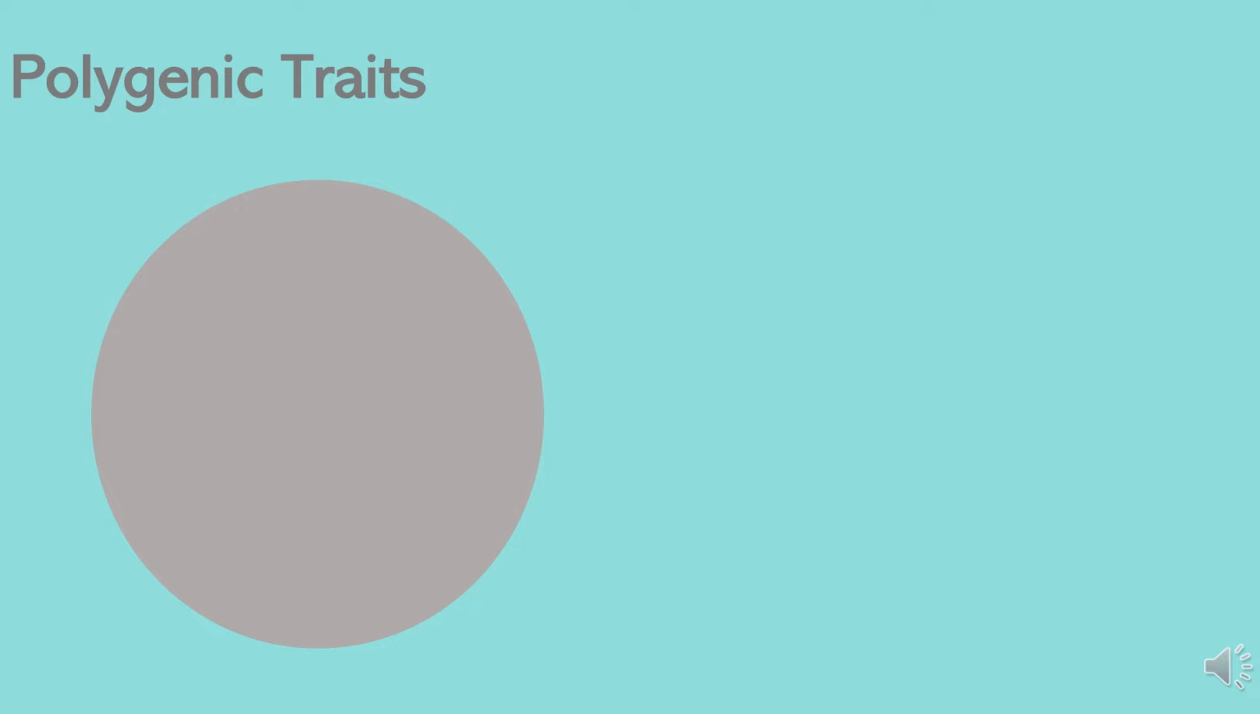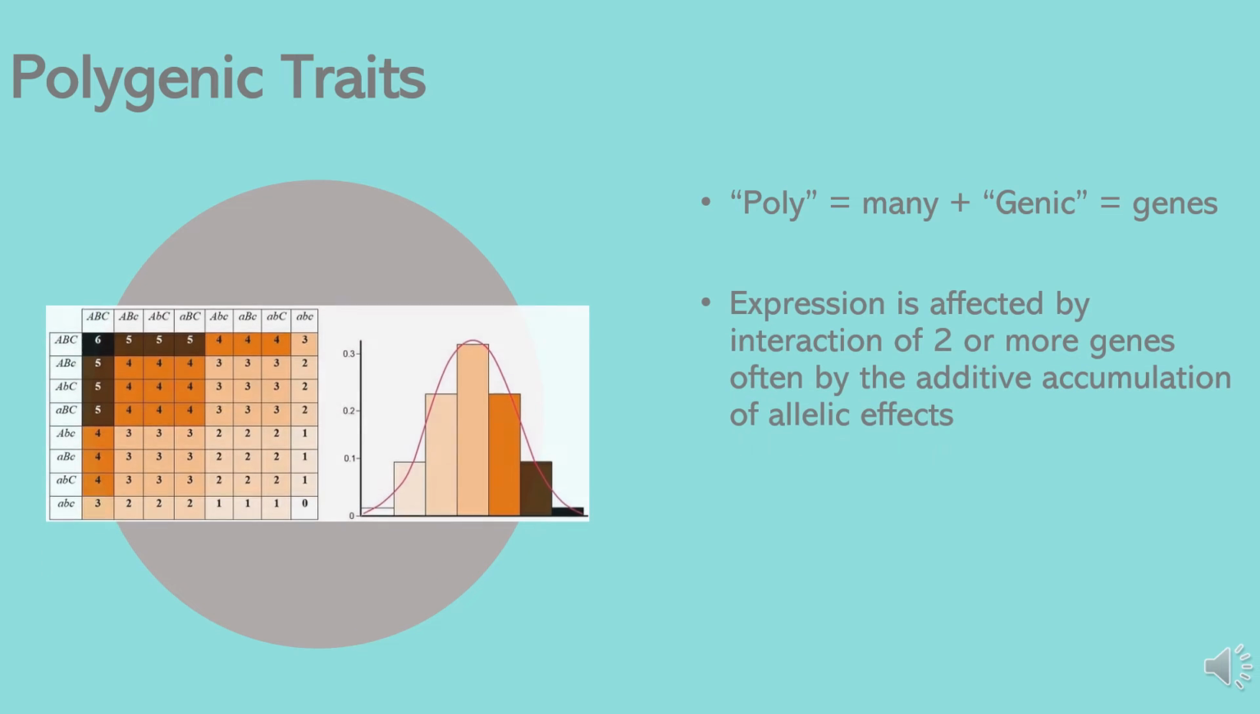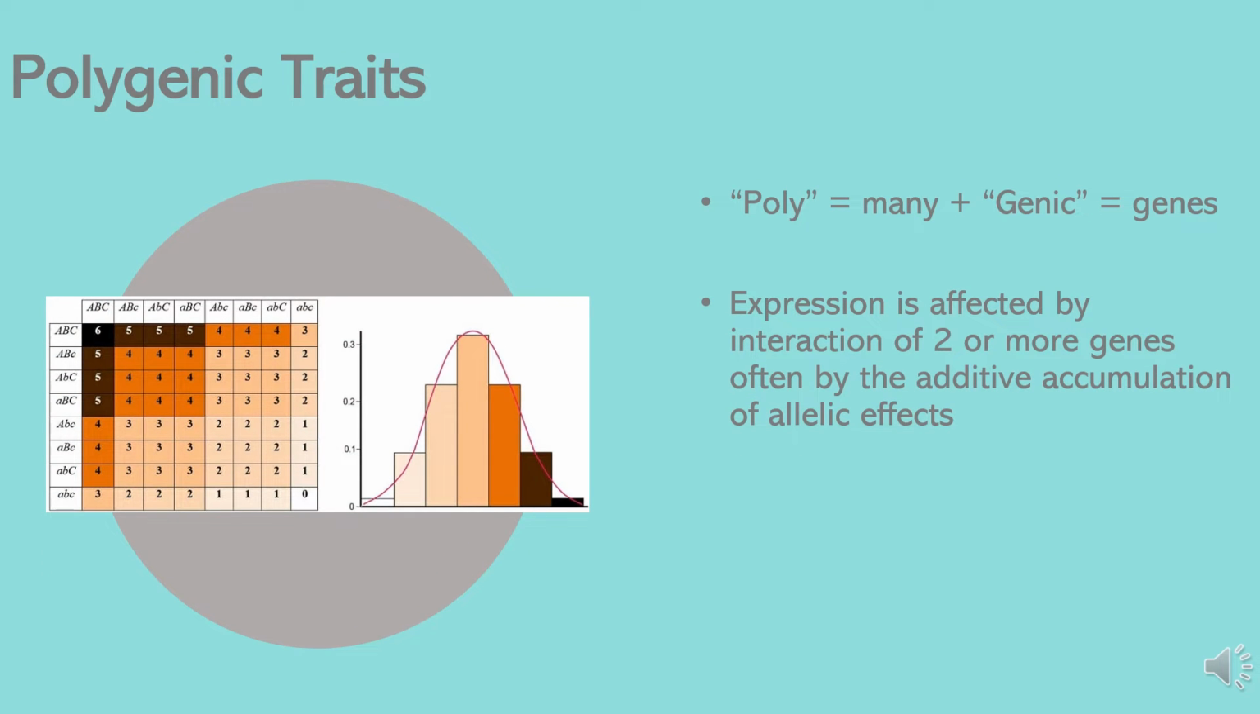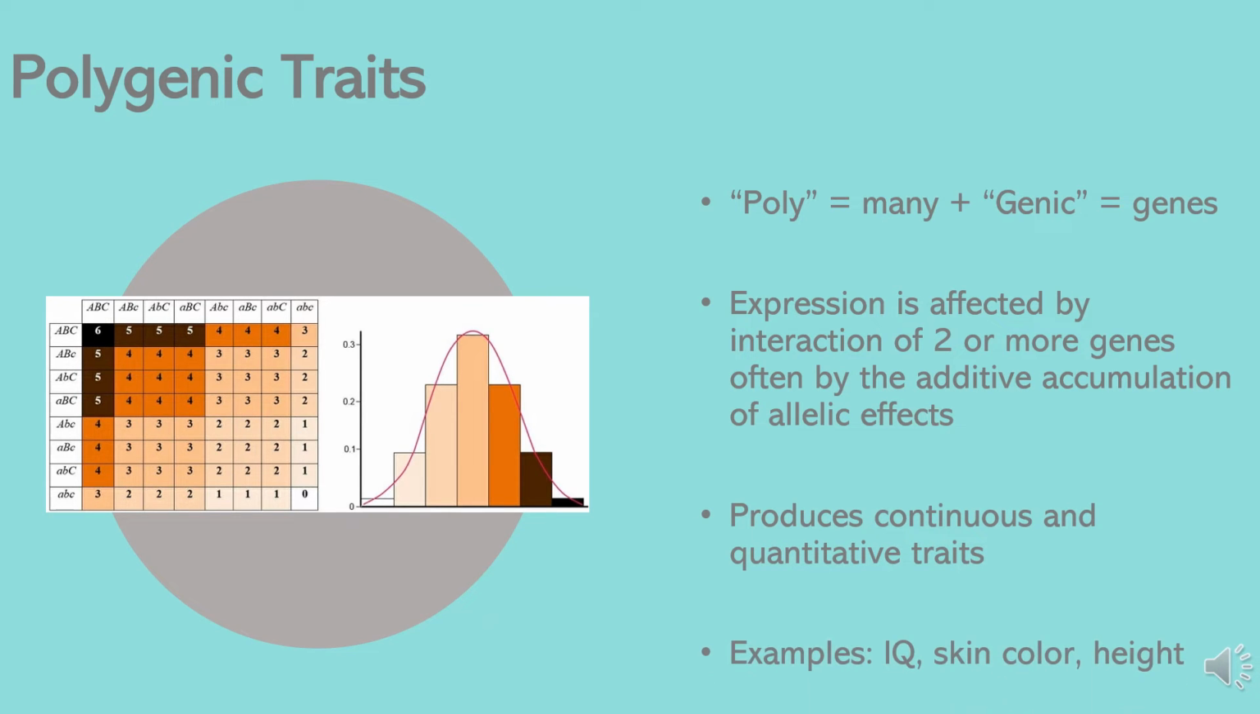A polygenic trait, poly meaning many and genic meaning genes, is one whose expression is affected by the interaction of 2 or more genes, often by the additive accumulation of allelic effects. Because multiple alleles across a number of genes contribute to influencing polygenic traits, we see a broad range of resulting phenotypes. Polygenic traits, therefore, are not as black and white as the traits we have seen that follow Mendelian inheritance. We do not see one color or another, or tall or short, but rather continuous and quantitative traits like IQ, skin color, and height. In humans, hundreds of genes can contribute to a given trait, making it complicated to keep track of all the alleles involved.